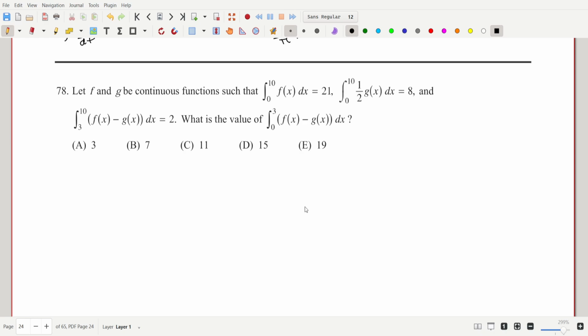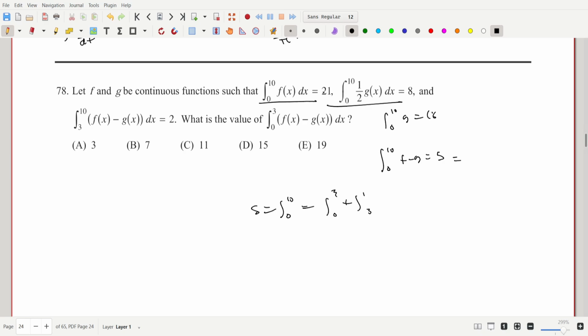All right, 78. Let f and g be continuous functions. Okay, what's the value of that difference? Well, this is pretty silly. Okay, so the idea is, what do we know? We know the integral from 0 to 10 of f, 0 to 10 of g, or 0 to 10 of 1/2 g. That means 0 to 10 of g is going to be 16. And that means 0 to 10 of f minus g is 21 minus 16, which is 5. And then that is going to be equal to the integral 0 to 3 plus the integral 3 to 10, which is the integral 0 to 3 plus 2, because it tells me that's 2.